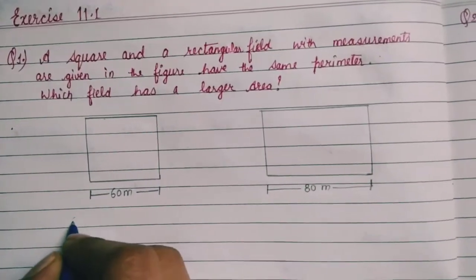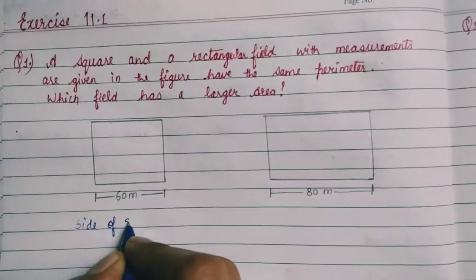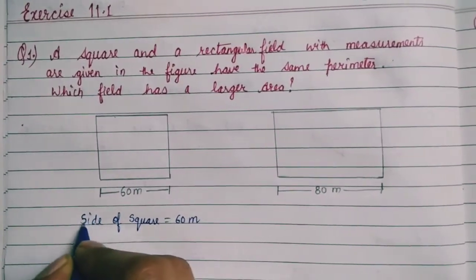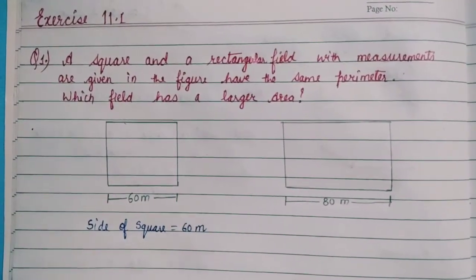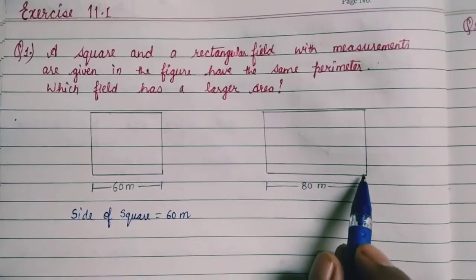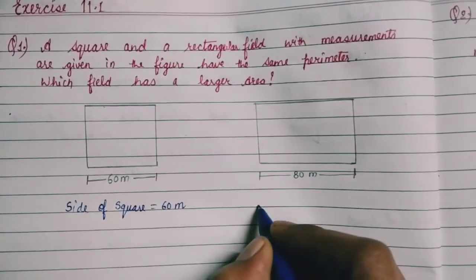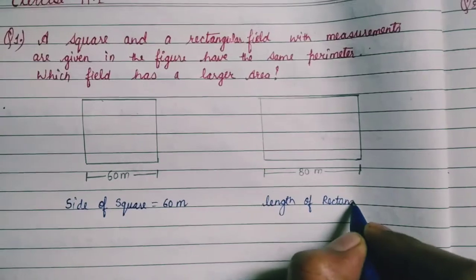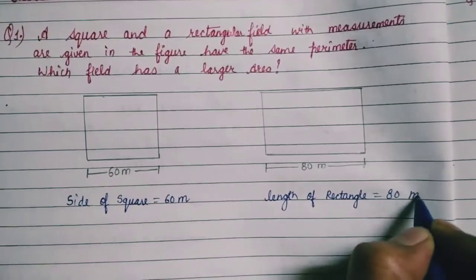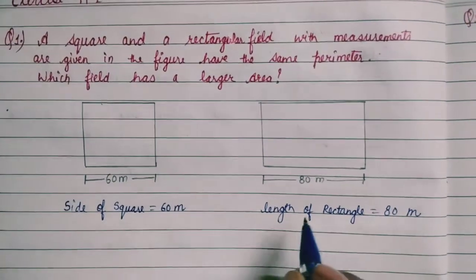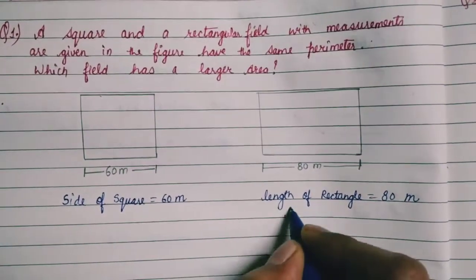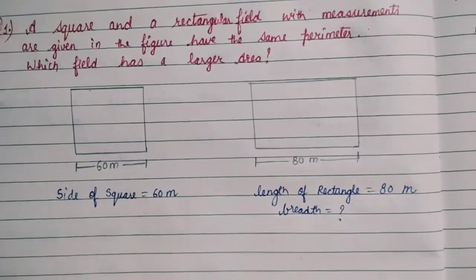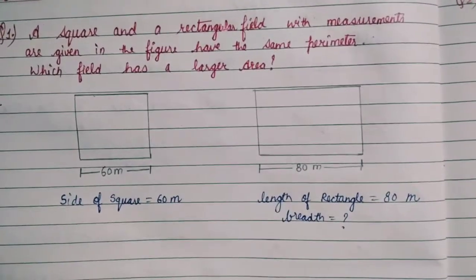Here you can simply see the side of the square. The side of the square is 60 meter. So from the side of the square we can take the area of the square, side into side. But in the case of the rectangle, here we only have the length, which is 80 meter. But for taking the area of the rectangle, one thing is missing, which is the breadth. So first of all, we will find the breadth of the rectangle.